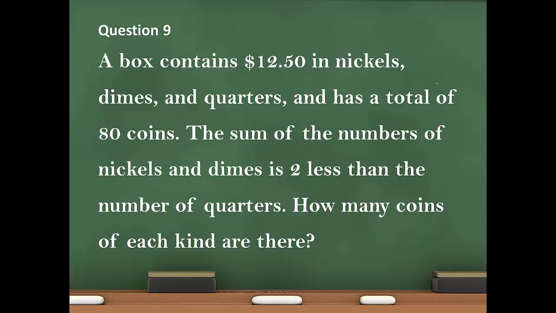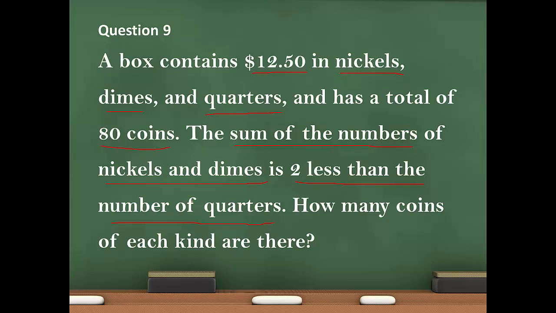Question 9. A box contains $12.50 in nickels, dimes, and quarters, and it has a total of 80 coins. The sum of the numbers of nickels and dimes is 2 less than the number of quarters. How many coins of each kind are there?